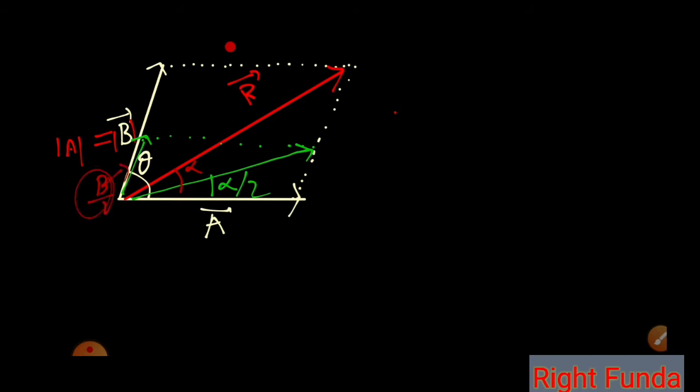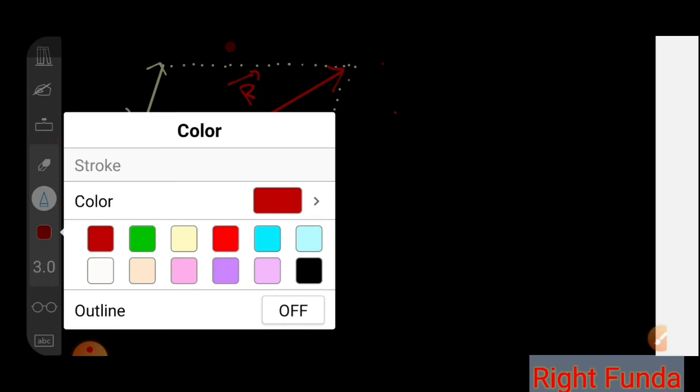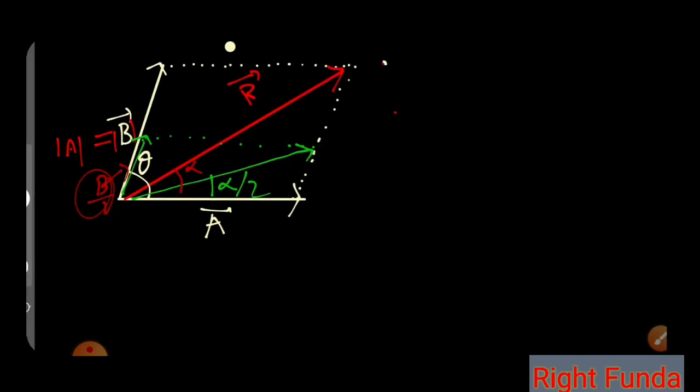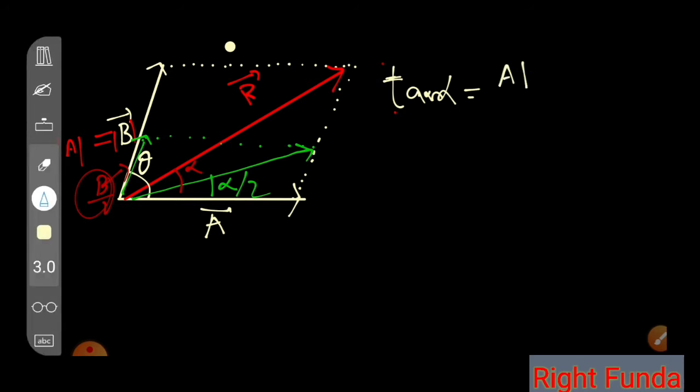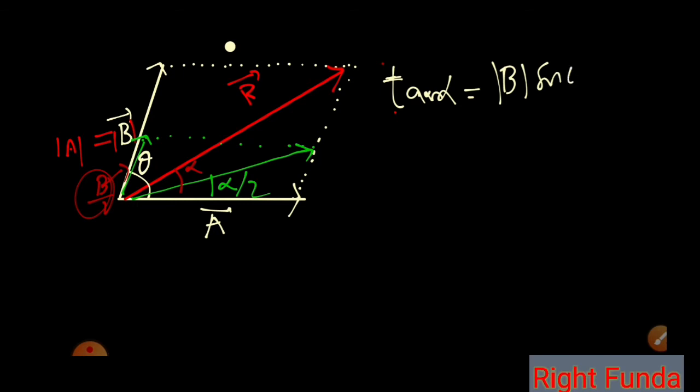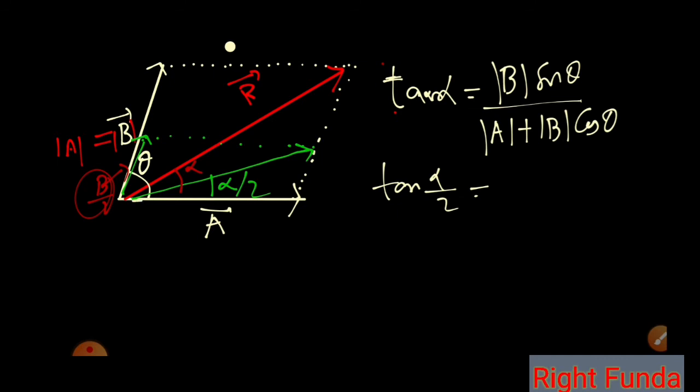So in this case, what will happen? There are two ways you can do it. One is the mathematical method. We know that the angle made by any resultant with any one vector is given by tan alpha equals mod B sine theta by mod A plus mod B cos theta, with the A vector. And in the second case, tan alpha by 2 equals mod B by 2 sine theta by mod A plus mod B by 2 cos theta.